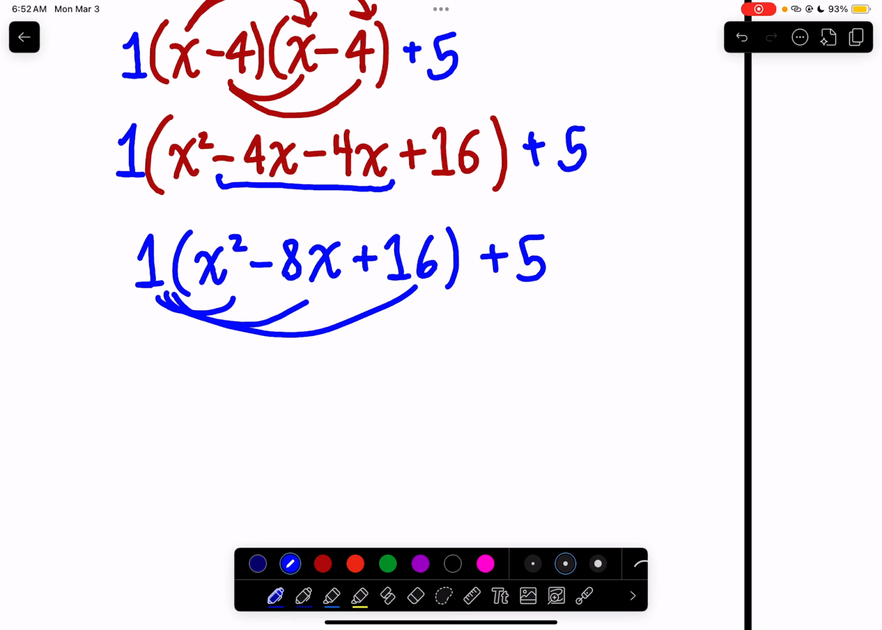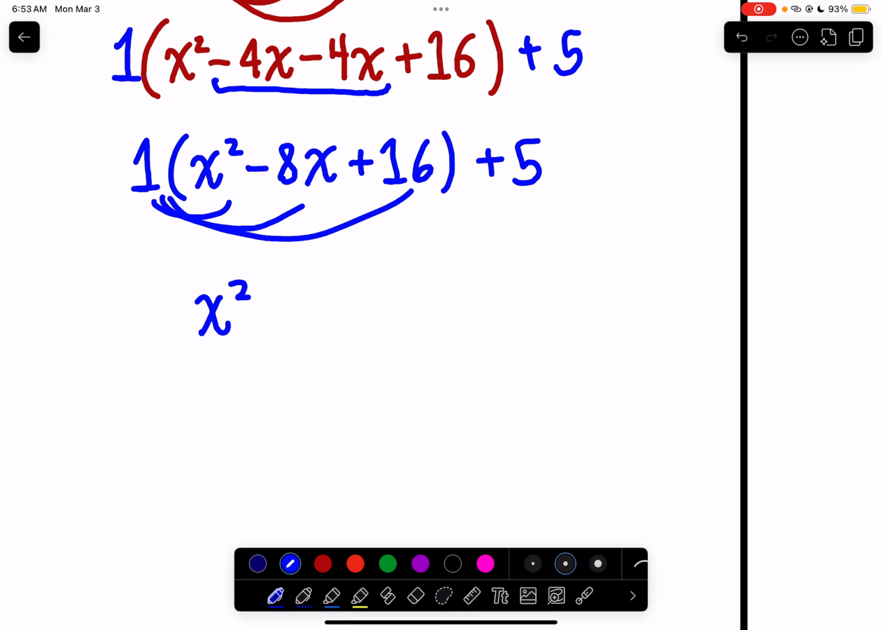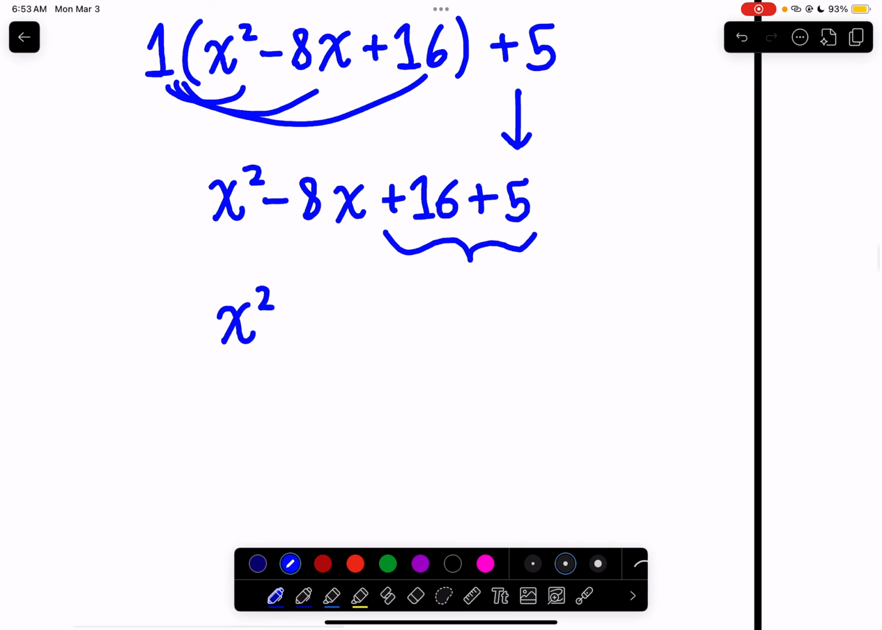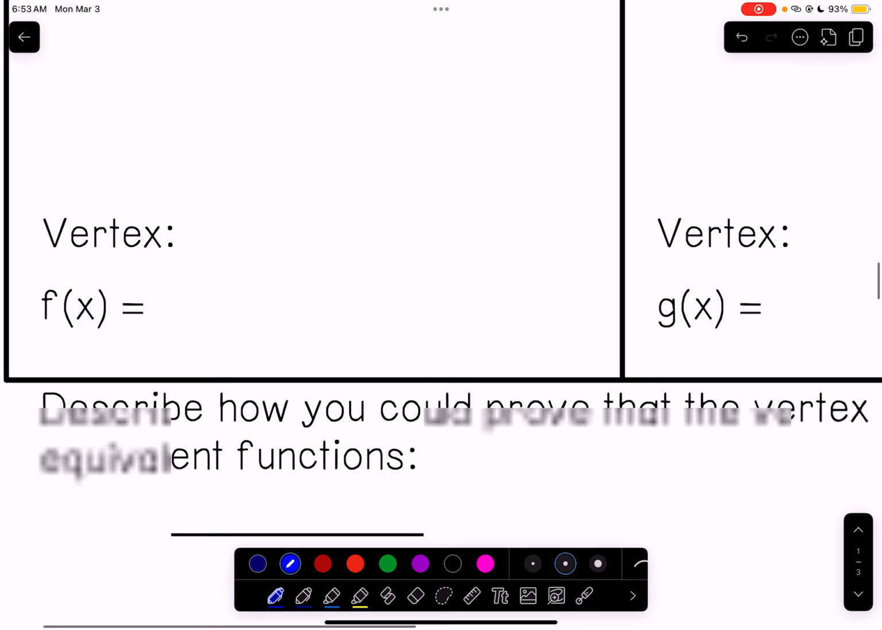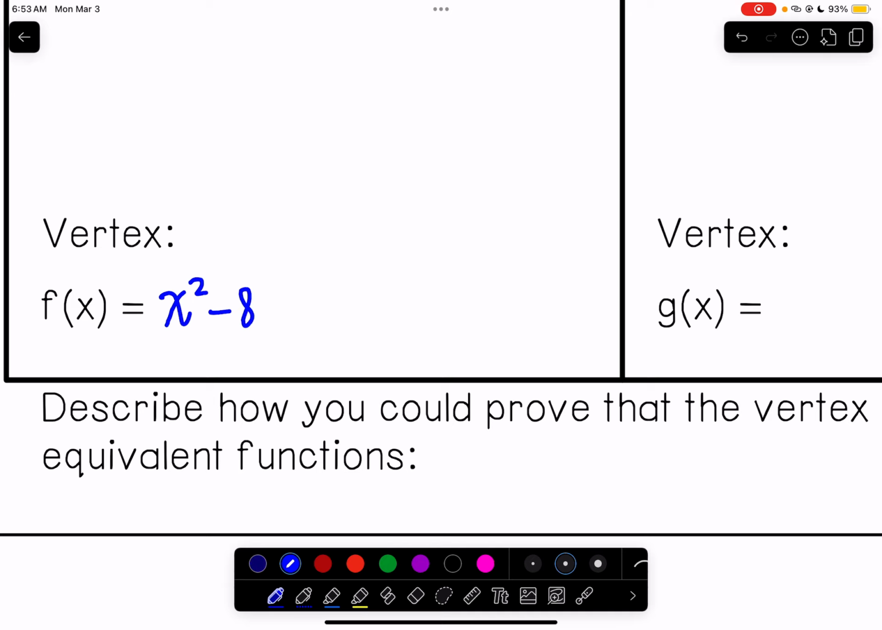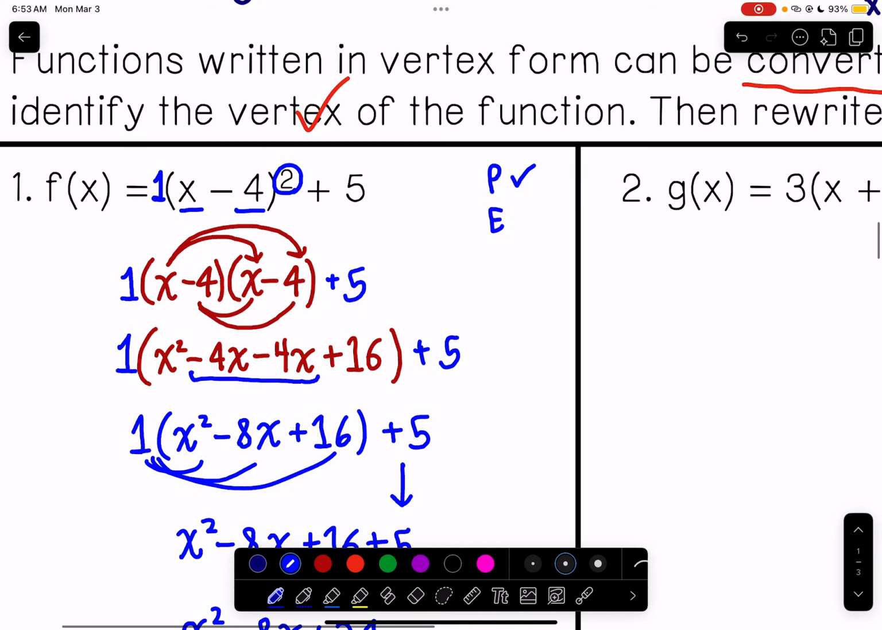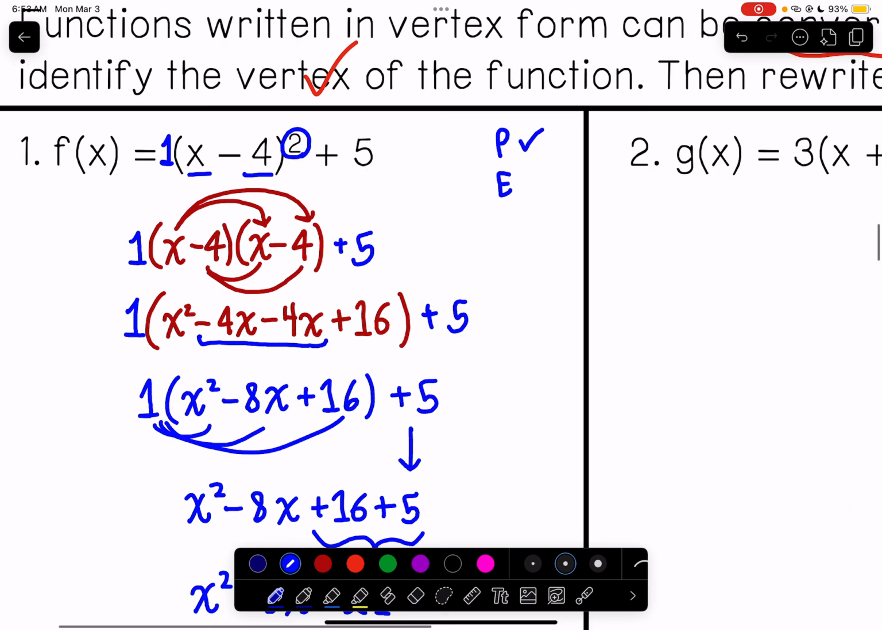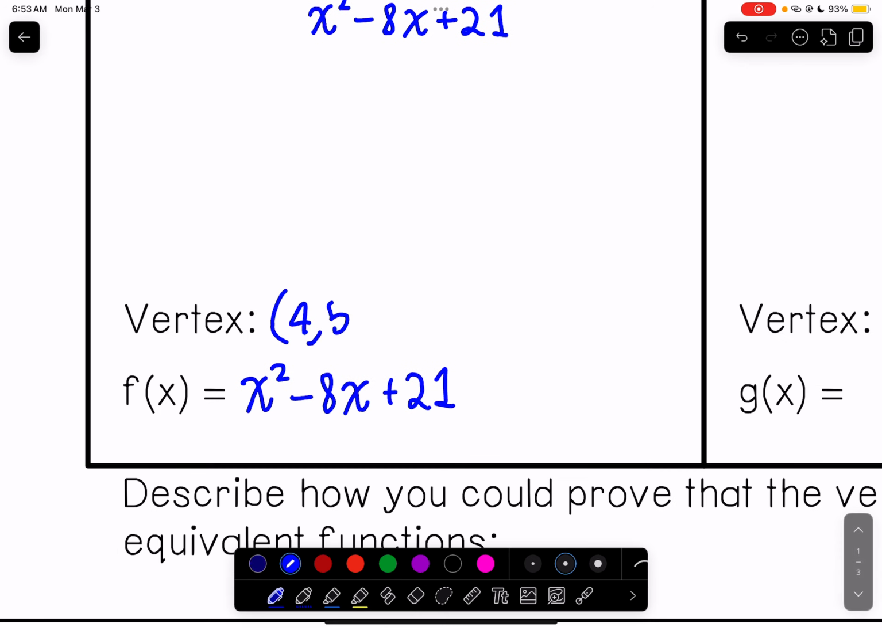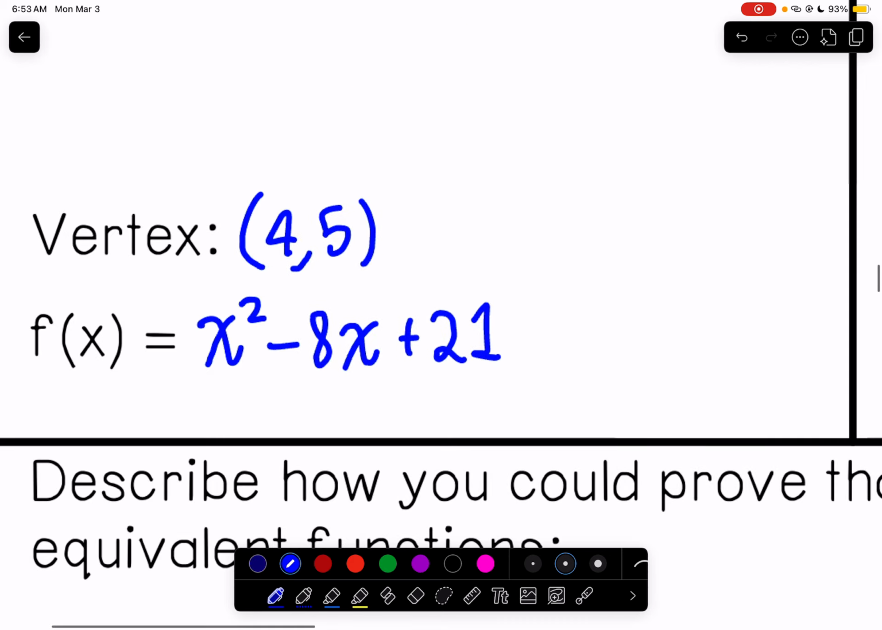Okay, so here, that multiplying by 1 will not change anything. So I have x squared minus 8x plus 16 and then plus 5. Combine like terms one more time. X squared minus 8x plus 21. Oops, and I forgot to find my vertex from the very beginning. It's going to be positive 4, positive 5. Okay, I think I said I was going to do that silently, and I definitely was not silent. So hopefully you paused me, and hopefully you got the same thing that I did there.